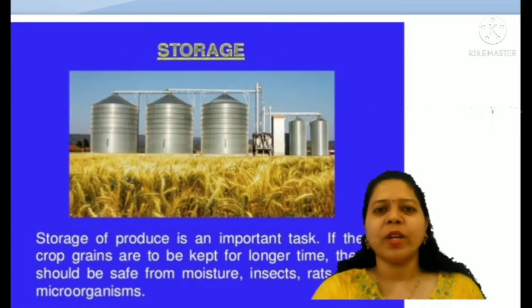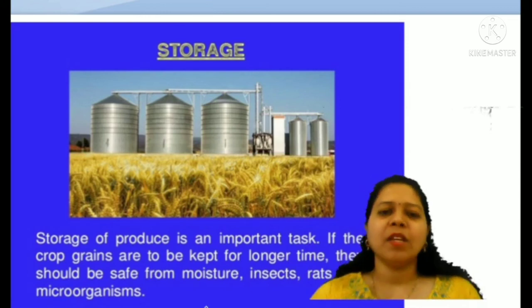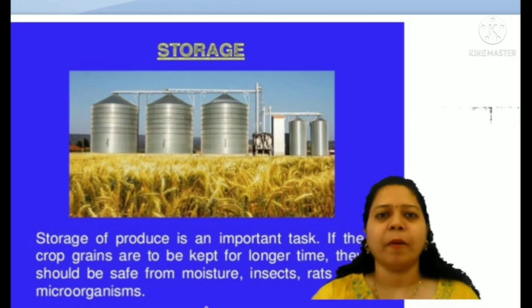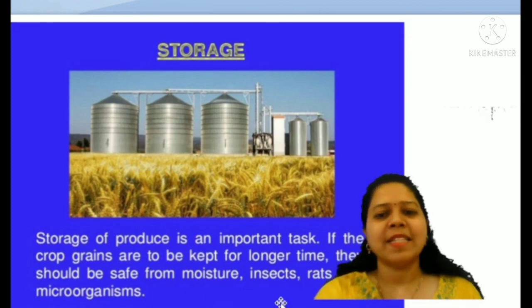After harvesting, storage is a very important part of crop production. Storage of produce is an important task. If the crop grains are to be kept for a longer time, they should be safe from moisture, insects, rats and microorganisms. We are producing a lot of crops on a large scale, but if we do not store them properly, then it will be a wastage of time, money as well as our energy. That's why we need to store these grains or crops in a proper way to protect them from moisture, insects, rats and microorganisms.